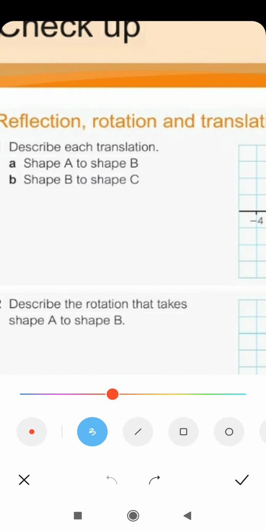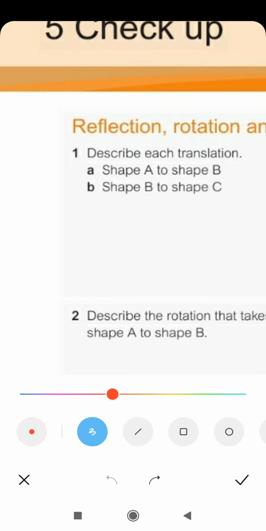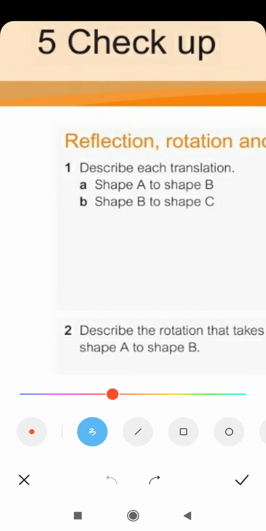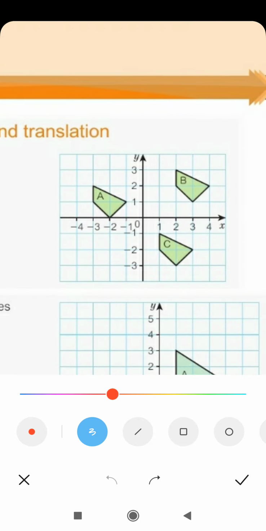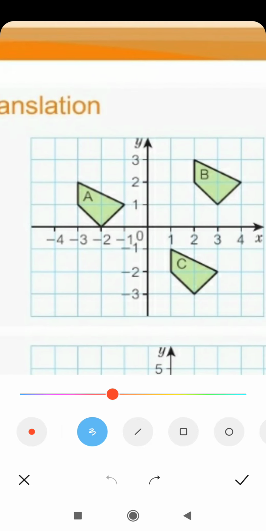Hello guys, I'm gonna describe question 1 first, okay? Now in question 1, he wants you to describe the translation between A, how did the shape A become B? We're gonna start with this one. Look at the grid here. How did the shape A become B?